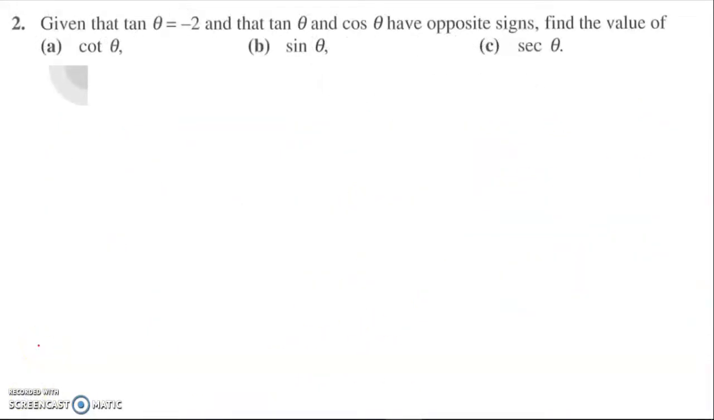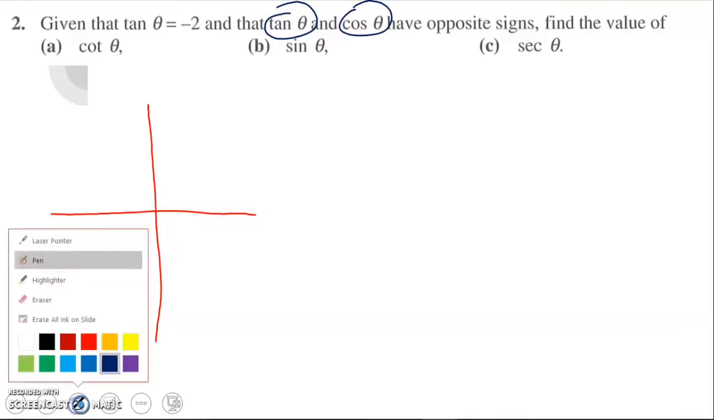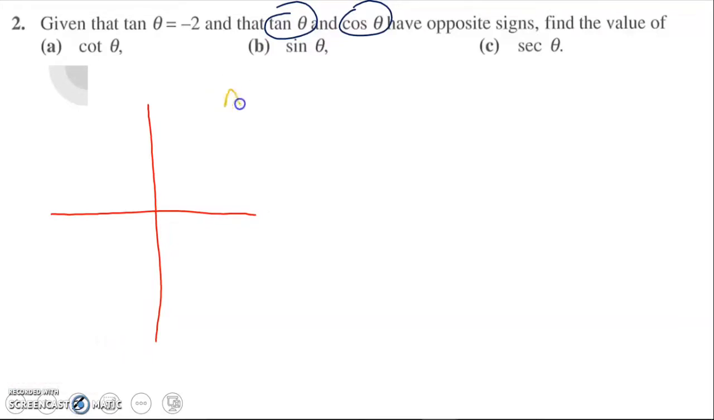Alright, number 2. Given that tan theta is equal to negative 2, and tan and cosine have opposite signs, find the value of the following. So you can do this in one big swoop, as long as you make a diagram. Let's find out where tan theta negative 2 should be. Now it does say tan and cosine have opposite signs. Okay, so we got to determine where it should be.